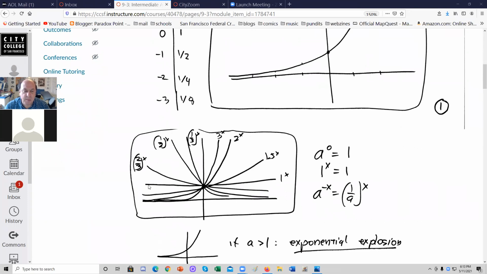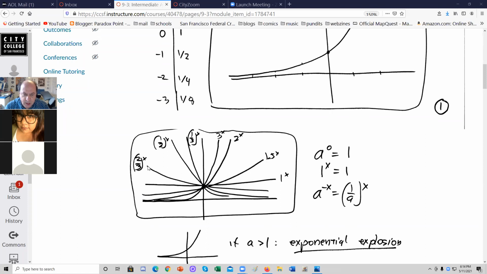Here are various exponentials. Here's 3 to the x, starts smaller and goes fast. Here's 2 to the x, starts a bit bigger and goes not quite as fast. 1.5 to the x starts bigger but grows much slower. 1 to the x is a constant, always 1. They all go through 0, 1 because a to the 0 equals 1.